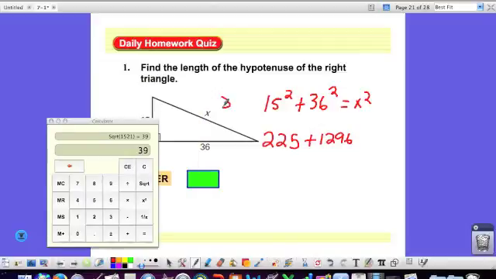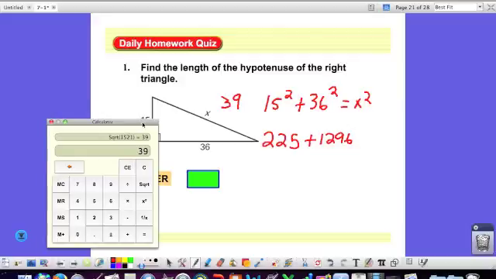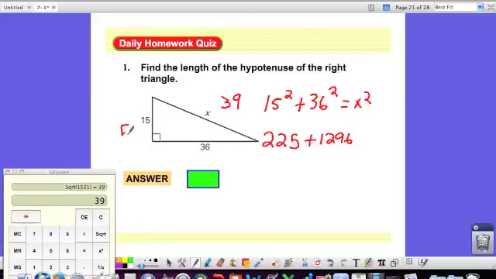Save myself some time here. If I had remembered that these are all divisible by 3, that 5, 12, 13 is a Pythagorean triple, then I could have multiplied everything by 3 and the answer would be 39. In this case, I used the Pythagorean theorem and was still able to solve the problem.